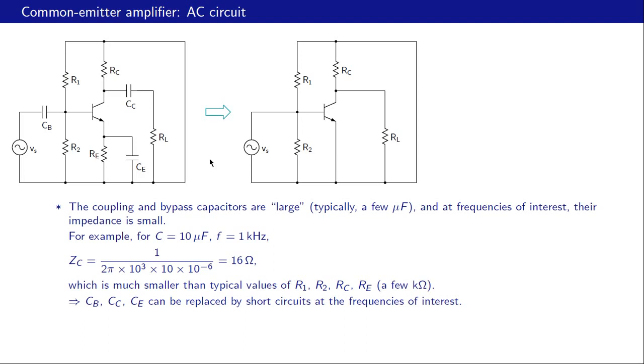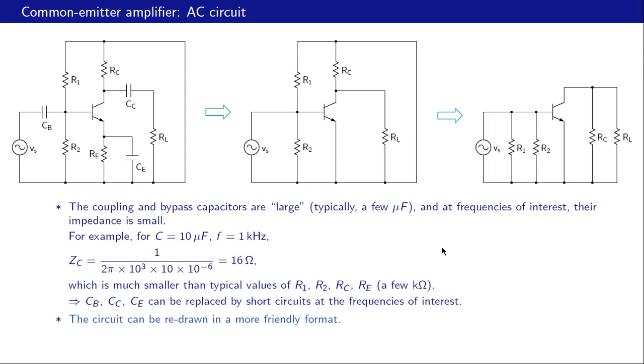And because of that, this emitter has got effectively connected to the ground directly, bypassing this RE resistor like that. And now it is clear why this capacitor CE is called the bypass capacitor. Now this circuit can be redrawn in a more friendly format, and let us do that like that.